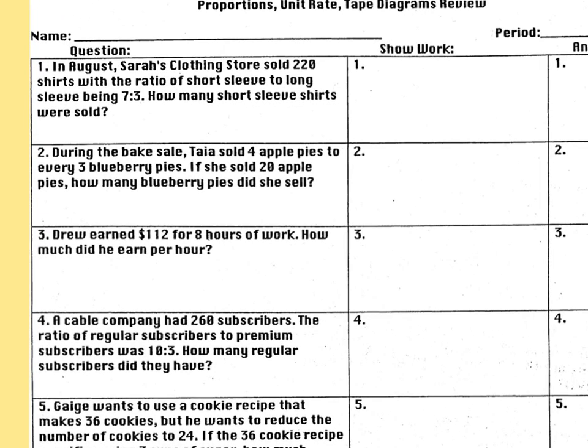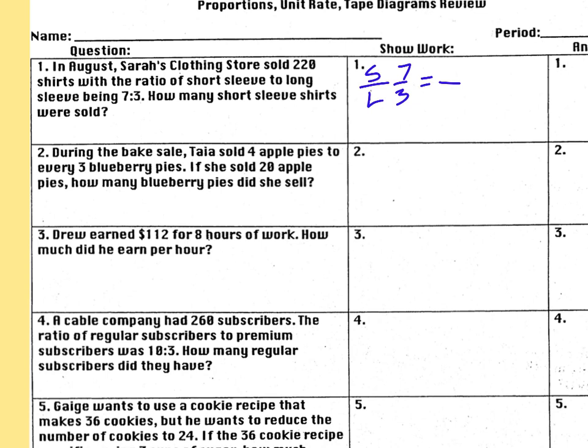Number 1 says, in August, Sarah's clothing store sold 220 shirts with a ratio of short sleeve to long sleeves being 7 to 3. How many short sleeve shirts were sold? So what are the 2? Again, we always start out with what are we comparing. We are comparing short sleeve to long sleeve. And what do we know about that ratio? We know that it is 7 to 3. And we are trying to find out how many short sleeves were sold.